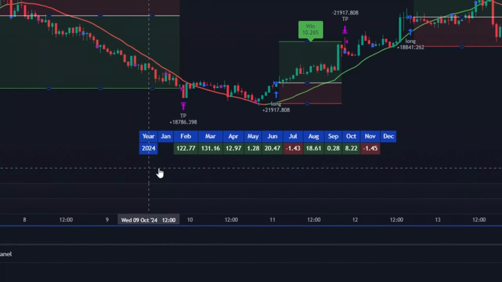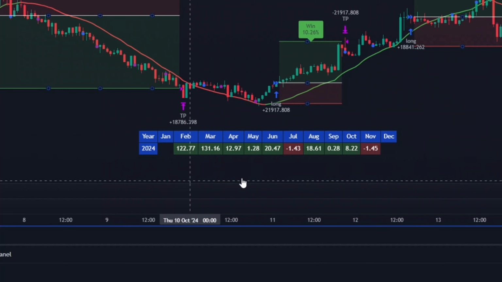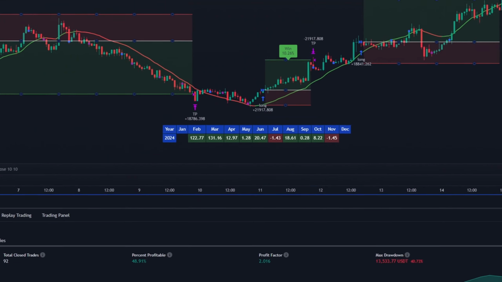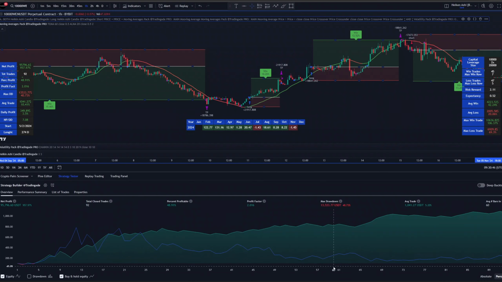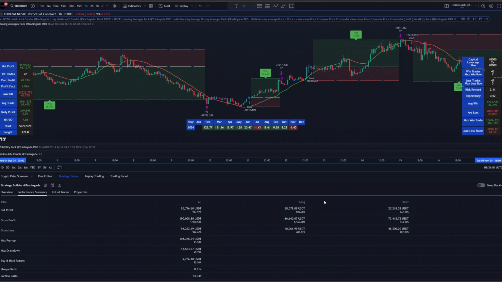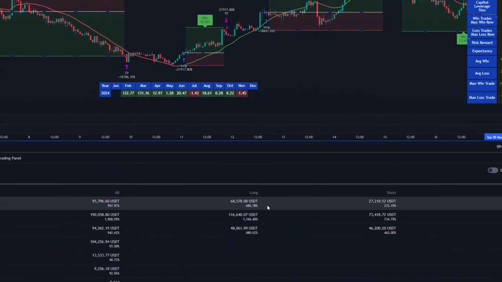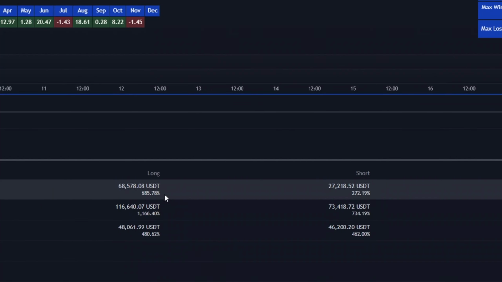We are backtesting almost 1 year of charts. In over 10 months, we have just 2 losing months. By checking the buy and hold equity, there is no comparison between these two, because our strategy outperforms this metric by a lot. We can check the distribution between the long and short profit, which is for the long side 685% net profit, while for the short side we have 272%.